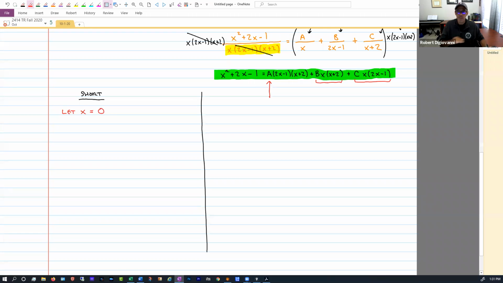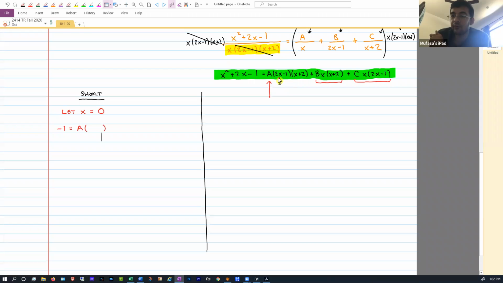And now what I'm going to do is rewrite everything I see in green, replacing X with 0. So what does the left-hand side of the equation become? -1 equals, okay, I have A. And then what about that first parentheses? What happens in here when I replace that X with 0? What do I get here? -1 -1 and 2. And then when I replace that X with 0, I still have +2. So that's going to give me 2.